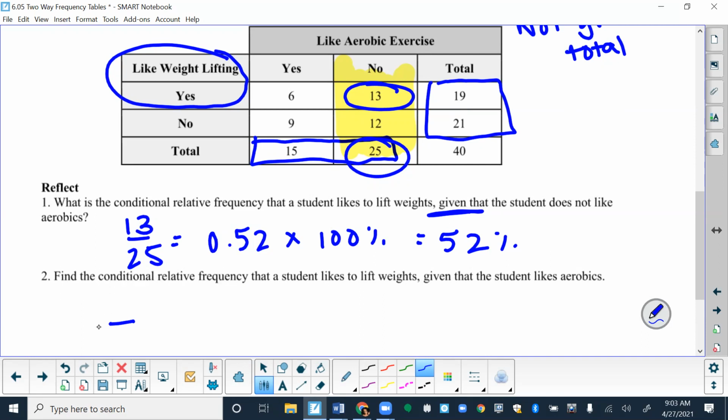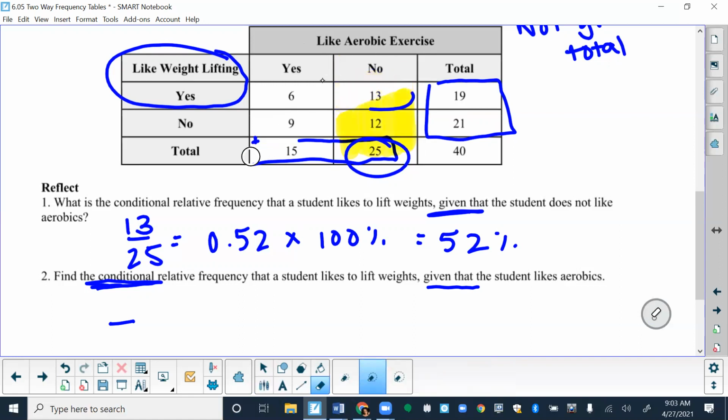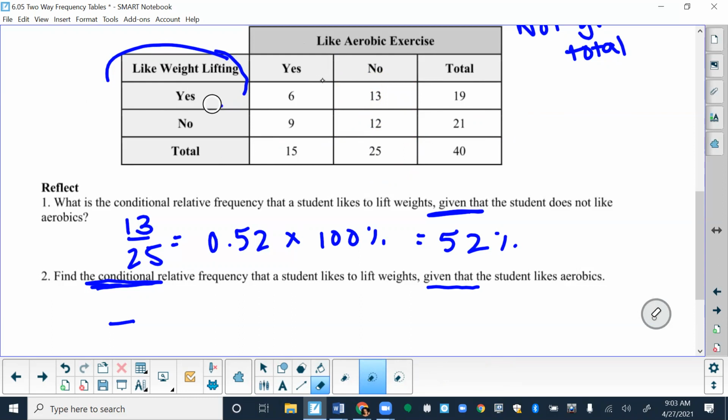All right, so for number 2, find the conditional relative frequency. So once you see conditional, that should tell you not divided by the grand total. That a student likes to lift weights, given that the student likes aerobics. So how many total students like aerobics? I usually start with the denominator first, because that tells me where I need to look. So how many students like aerobics total?